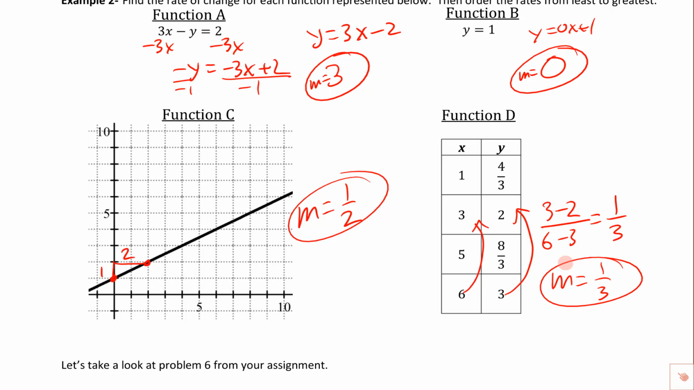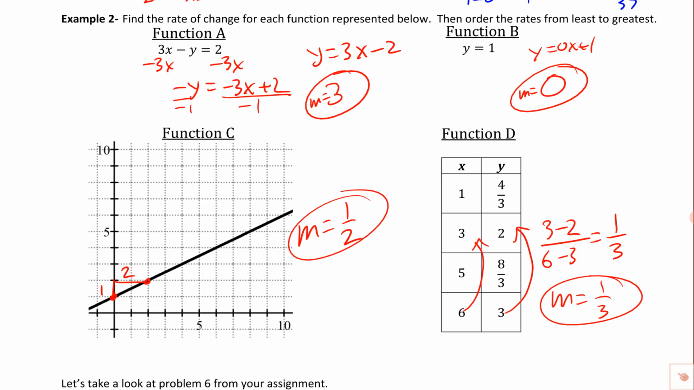And then it said order them from least to greatest. So if we ordered them from least to greatest, they'd go like this. B has the smallest one because that was 0. And then let's see, of 1/2 and 1/3, 1/3 is smaller, so that would be D, rate of change of 1/3. And then C with a rate of change of 1/2. And then function A, that one has the highest rate of change. That's going to be a 3.